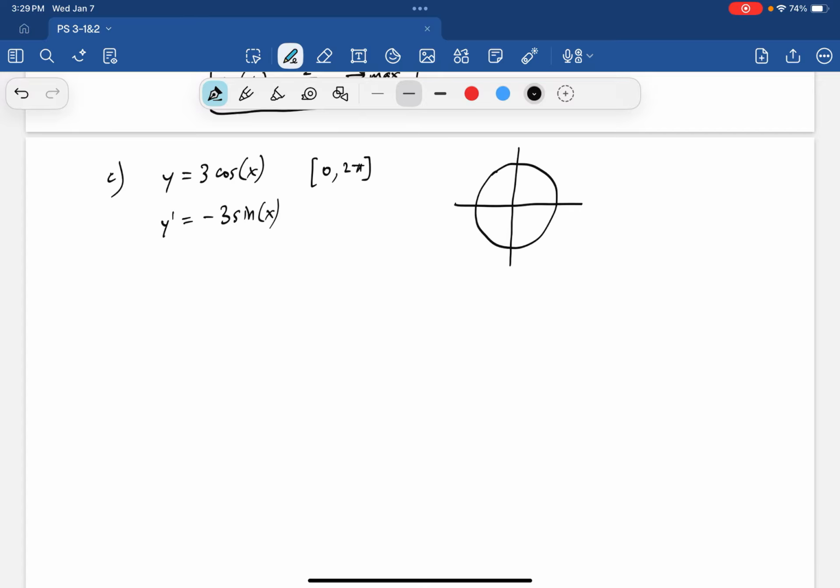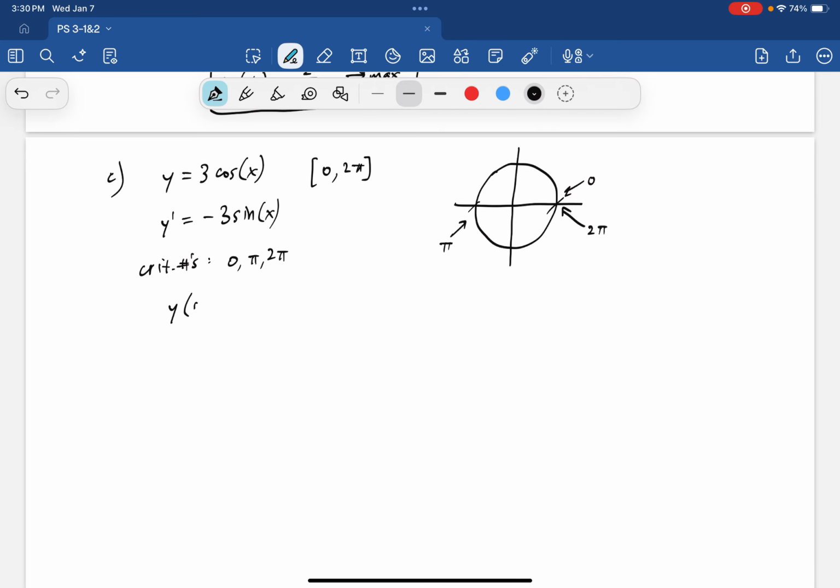When does sine equal 0? Well, sine will equal 0 whenever the y coordinate on the unit circle is 0. So that's here, right? And that's 0, and that's pi, and that's also 2 pi, right? And that'll be all the critical numbers within the interval from 0 to 2 pi inclusive. And so our critical numbers are going to be 0, pi, and 2 pi. Conveniently, both of our endpoints are also included, right? So we don't need to worry about those.